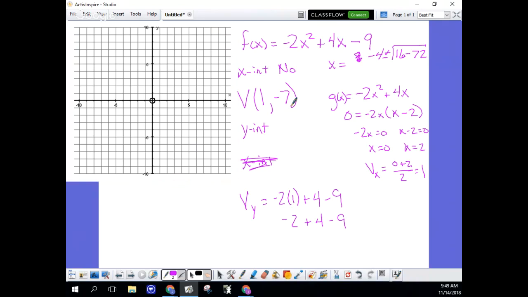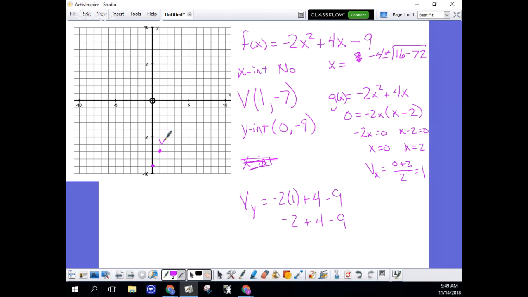And then the y-intercept, if I plug in 0 for the x's, I get negative 9. So 0 comma negative 9. All right. So let's come over here and say 1, negative 7. That's my vertex. And then I know that negative 9 is my y-intercept. So this is my vertex here.